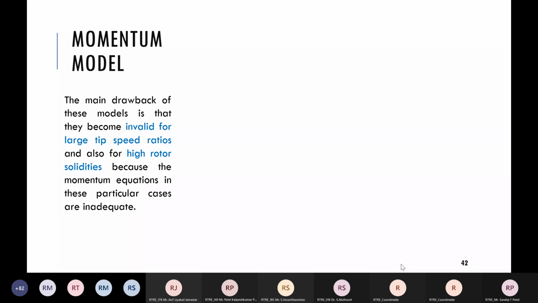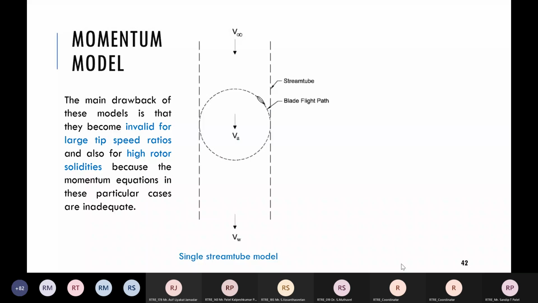First is called the single stream tube model. In this model, the entire turbine is assumed to be enclosed within a single stream tube as shown over here. This incorporates the actuator disk theory into the analytical prediction model of our Darrieus wind turbine. In this stream tube, induced velocity is assumed to be constant throughout the disk, and it is obtained by equating the stream-wise drag with the change in axial momentum.